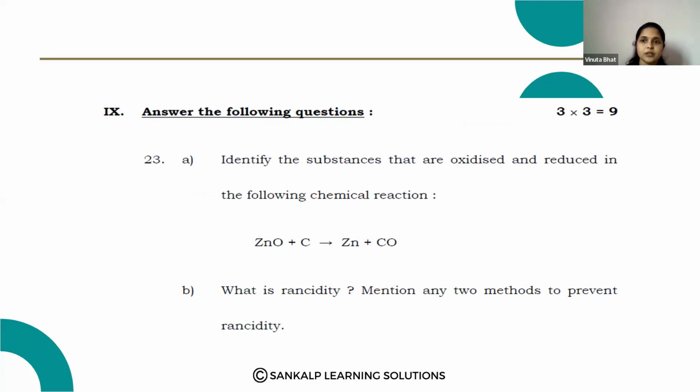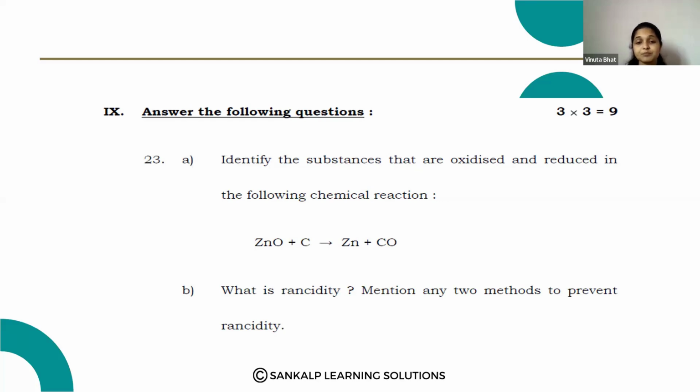Next question. So this is the 3-mark question. There will be 3 questions of 3 marks each. Answer the following questions. Here, the 23rd question: Identify the substances that are oxidized and reduced in the following chemical reaction. Zinc oxide reacts with carbon, which forms zinc and carbon monoxide.